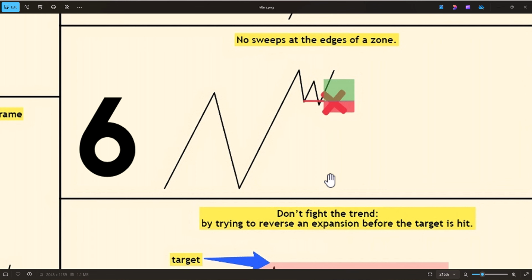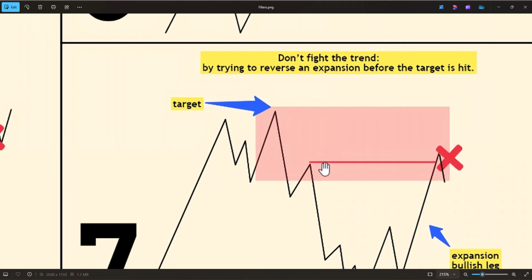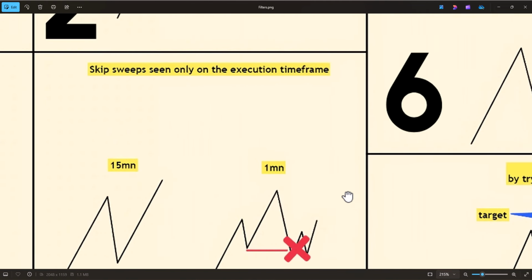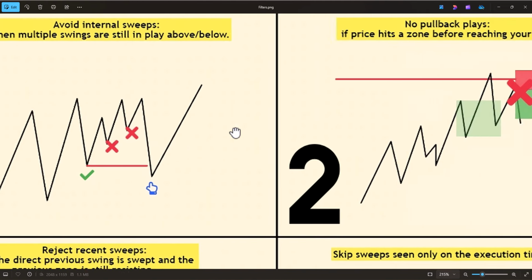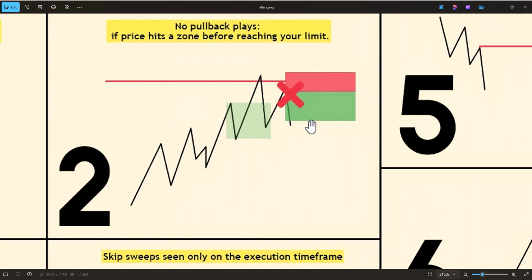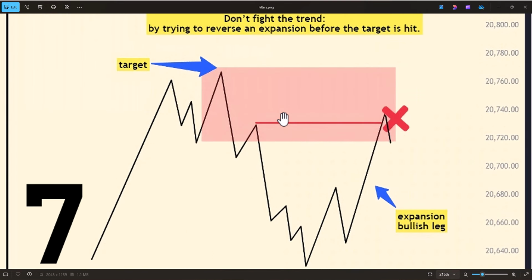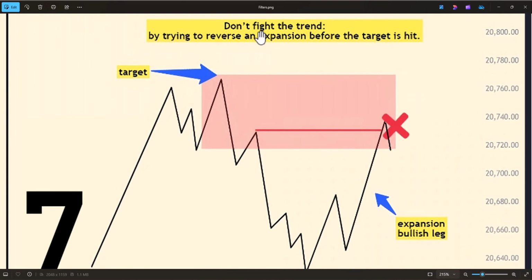Now, moving on to the final filter, and you're going to see this a lot of times. This is similar to the previous one, but not exactly, and you're going to understand why. So let's go back. Don't fight a trend by trying to reverse an expansion before the target is hit.